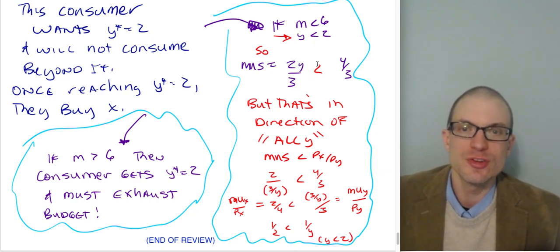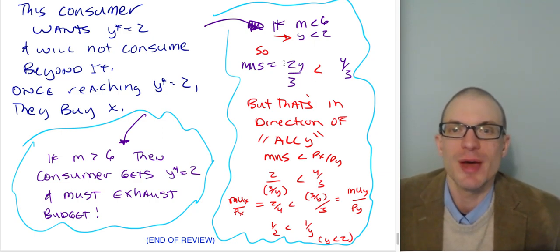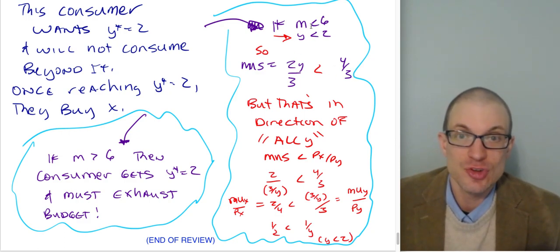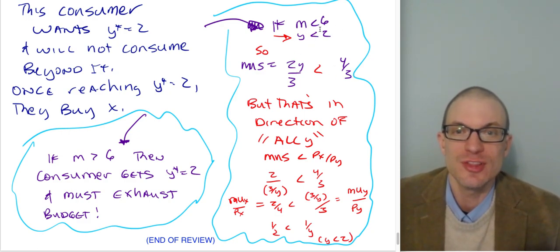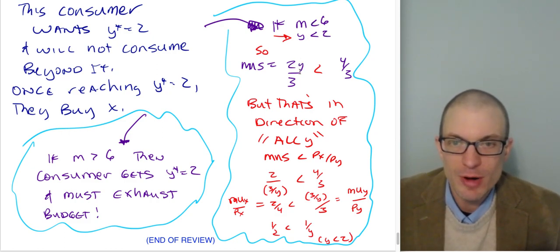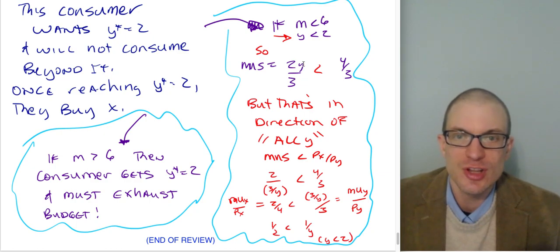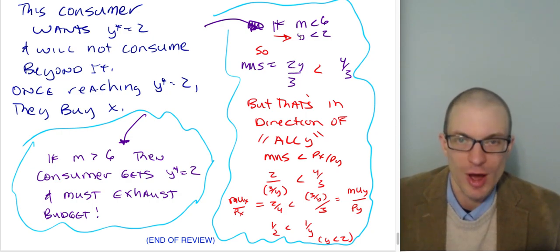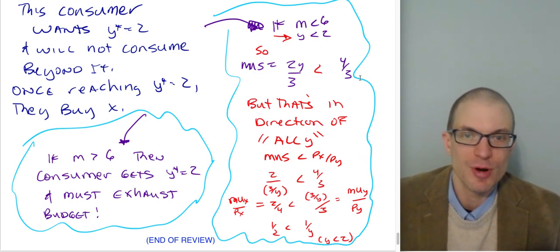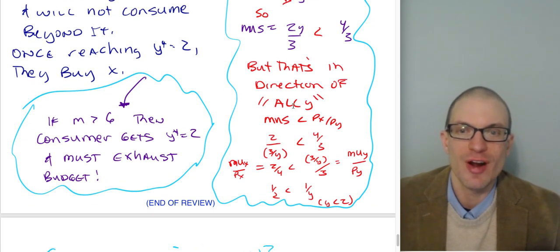So here's one thing I want to reflect on: look at my marginal rate of substitution relative to the price ratio in this situation. So if my income is less than 6 and I've got less than 2 units of good Y, then my marginal rate of substitution, 2Y over 3, is going to be something smaller than 4/3, because this numerator is going to be something smaller than 4 because Y is less than 2. But if that's the case, this is in the direction of all Y, right? The marginal rate of substitution is less than the price ratio. That's in the direction of our all-Y solution.